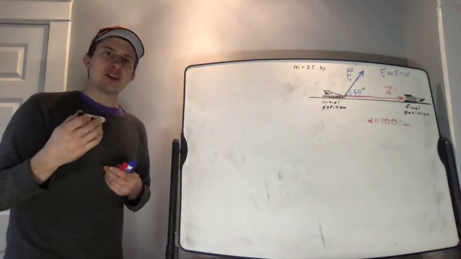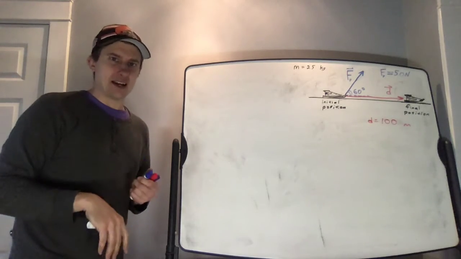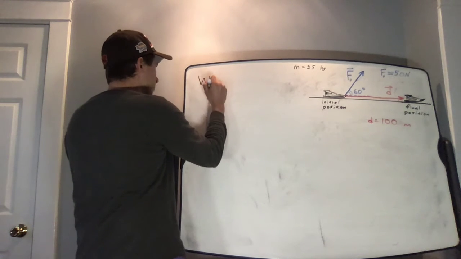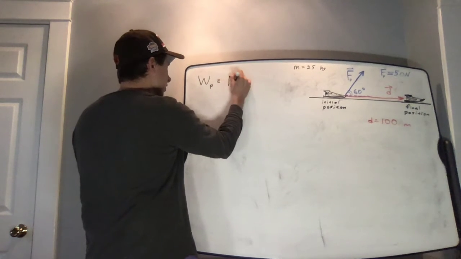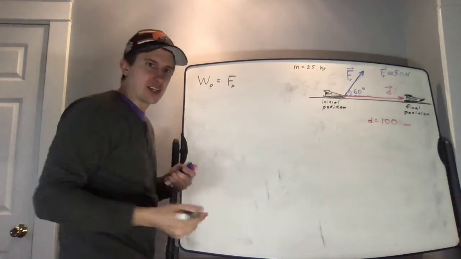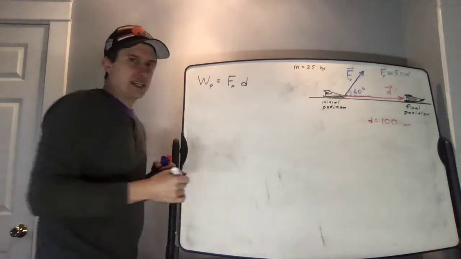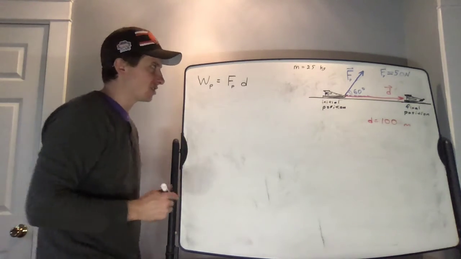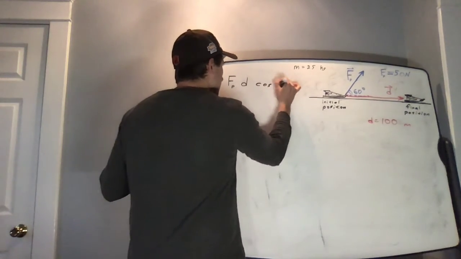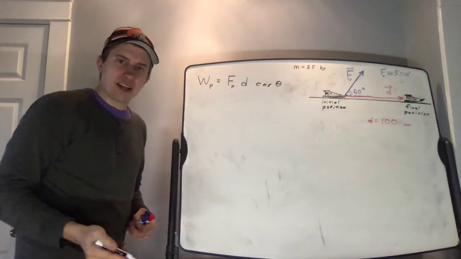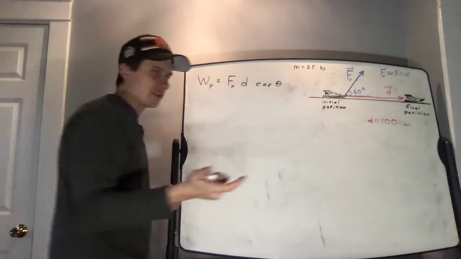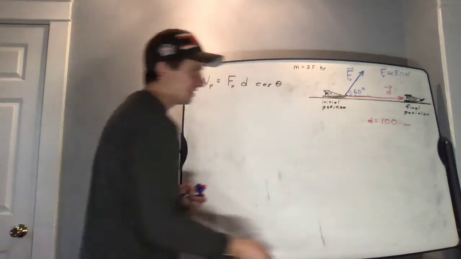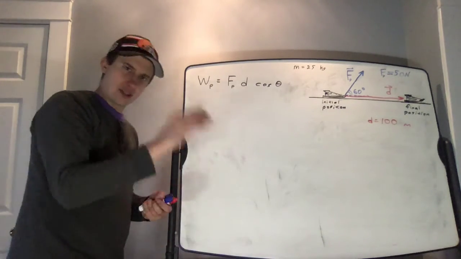To determine the work that we do on the sled as a result of us pulling on the sled, we could say the work done by our pull is equal to the strength of the force of our pull times the distance that the sled moved times the cosine of the angle between the direction of our force and the direction of the displacement vector. Now, in this case, the displacement vector d is entirely horizontally to the right, and the direction of the force with which we pulled the sled is 60 degrees above the horizontal.